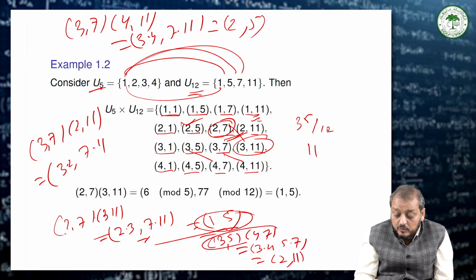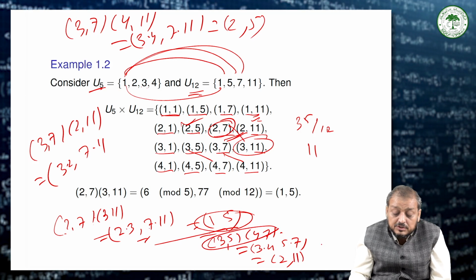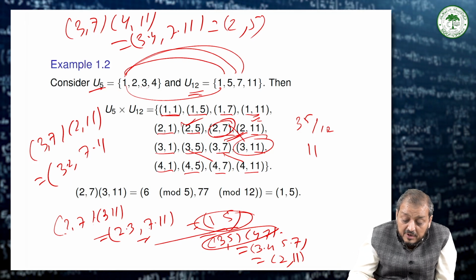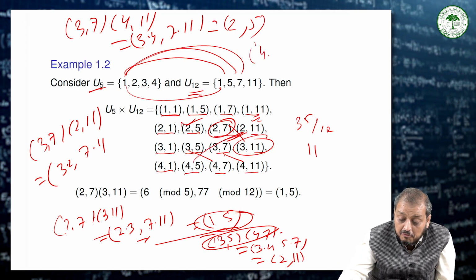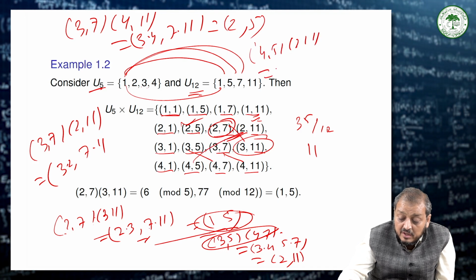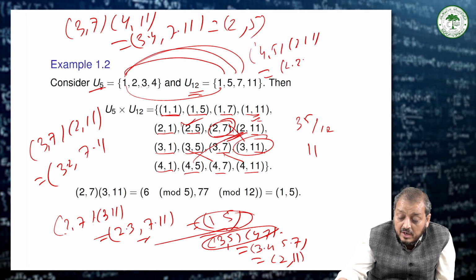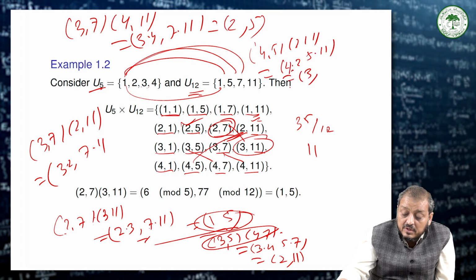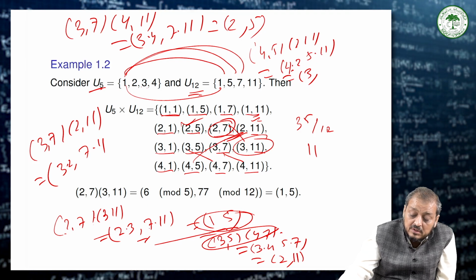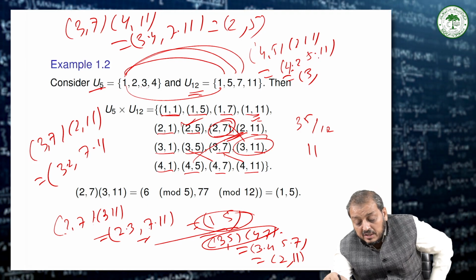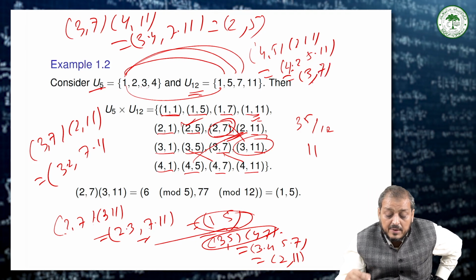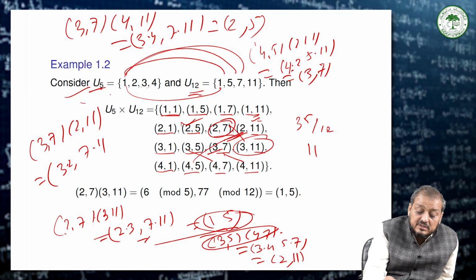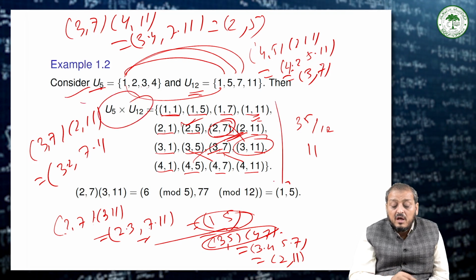So this means we take a composition of these. If we take some other composition, all are elements of this group in this form. For example, (4,5) and (2,11). You take 4 into 2, and 5 into 11. Then 4 into 2 is 8, which modulo 5 is 3, and 5 into 11 is 55, which modulo 12 is 7. So (3,7) is there. So if you take all the compositions, then clearly this satisfies closure, and all the elements are there.